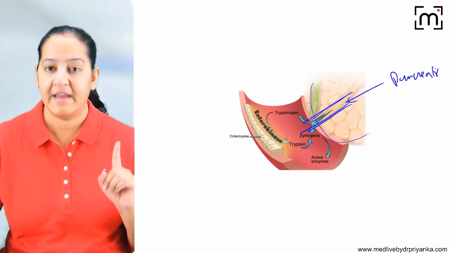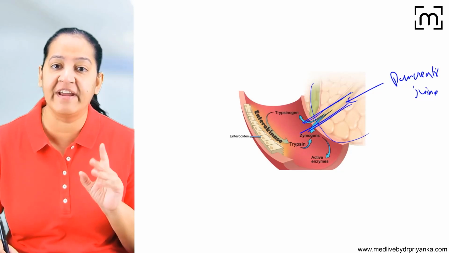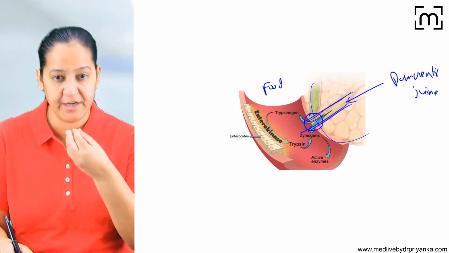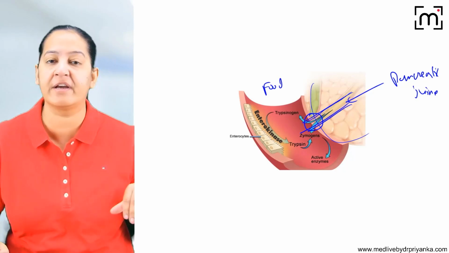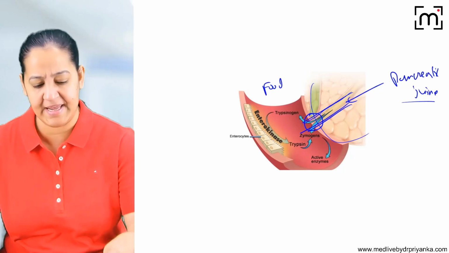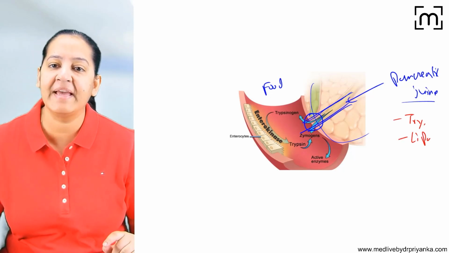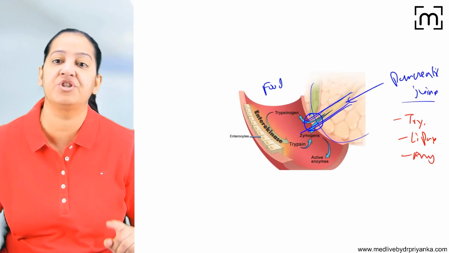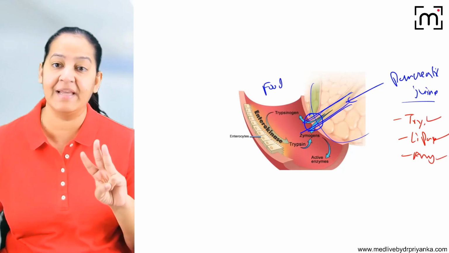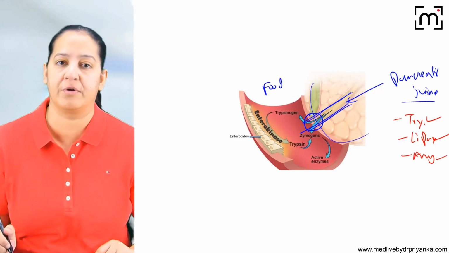Pancreatic juice comes into the intestine via the ampulla of Vater, and it comes into the intestine only when food is coming. Whenever we eat food and the food reaches the intestine, then the pancreatic juice is secreted into the intestine. So pancreatic juice contains many enzymes, but the three important enzymes are trypsin, lipase and amylase for the digestion of protein, fat and carbohydrate. So trypsin, lipase and amylase, along with many other enzymes, are secreted into the lumen of the intestine.